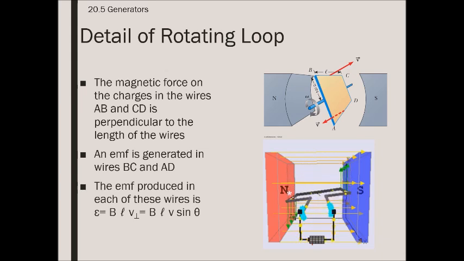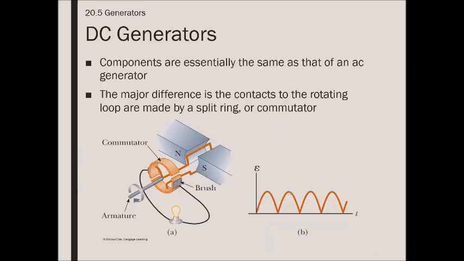The magnetic force on the wire changes in direction as we go through. You see little green lines appearing in this animation as the force switches direction. The EMF is generated on wires BC and AD, so on this top one and the bottom one, and the EMF produced in each of the wires is equal to BLv, the same formula that we've seen before.